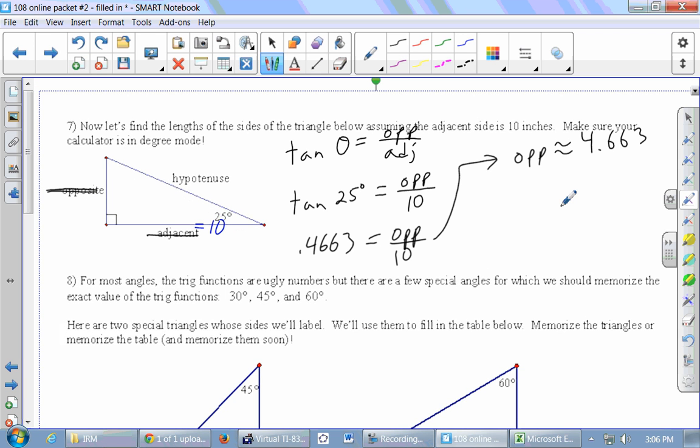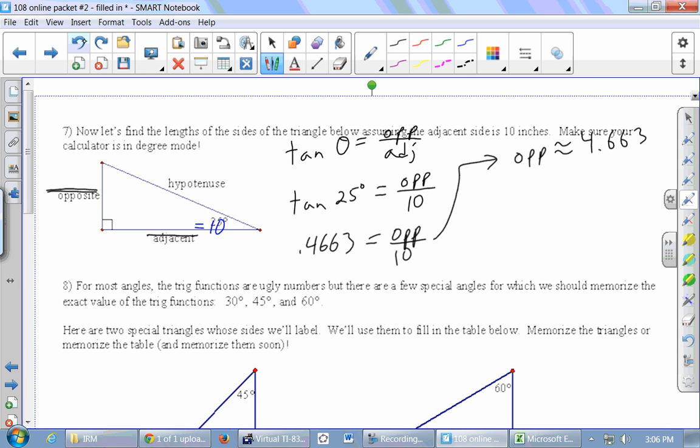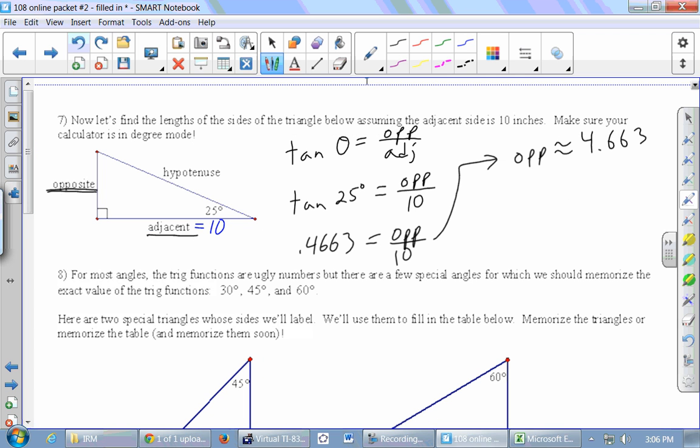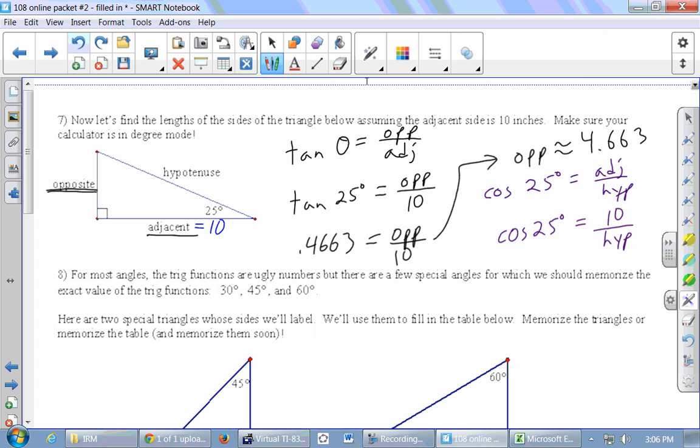So we know that cosine of the 25-degree angle is equal to the adjacent divided by the hypotenuse. So cosine of 25 is, the adjacent is 10. Hypotenuse is the thing we're trying to find. Let's just accept that we're going to look up cosine of 25 in a minute. I don't want to put anything in now.